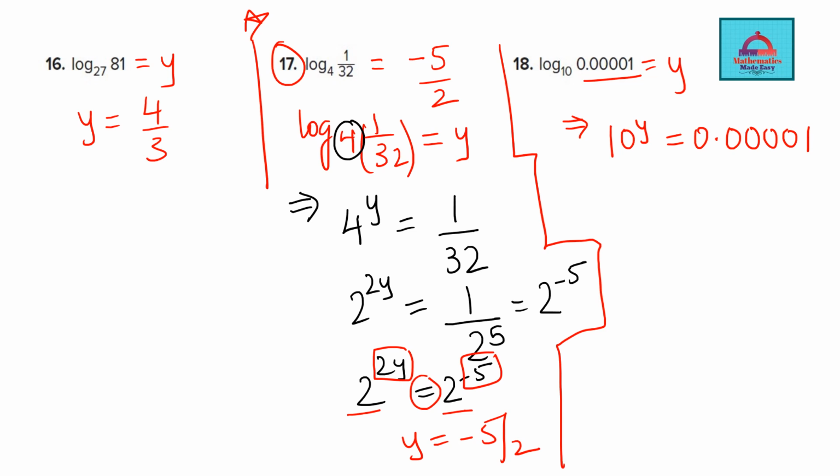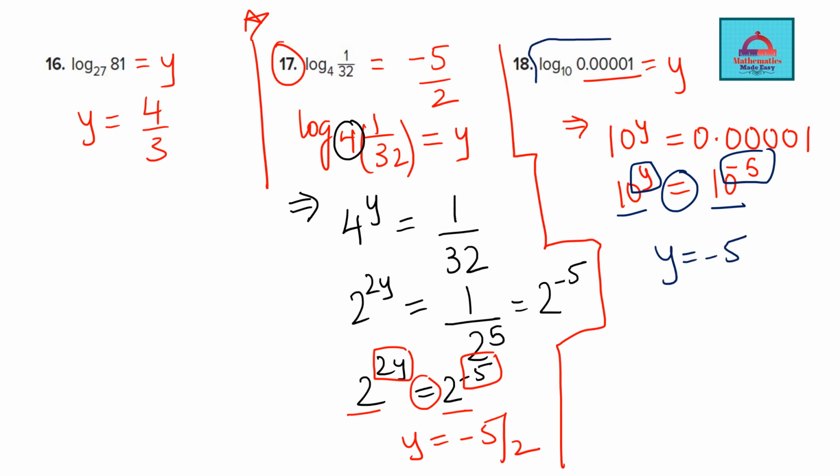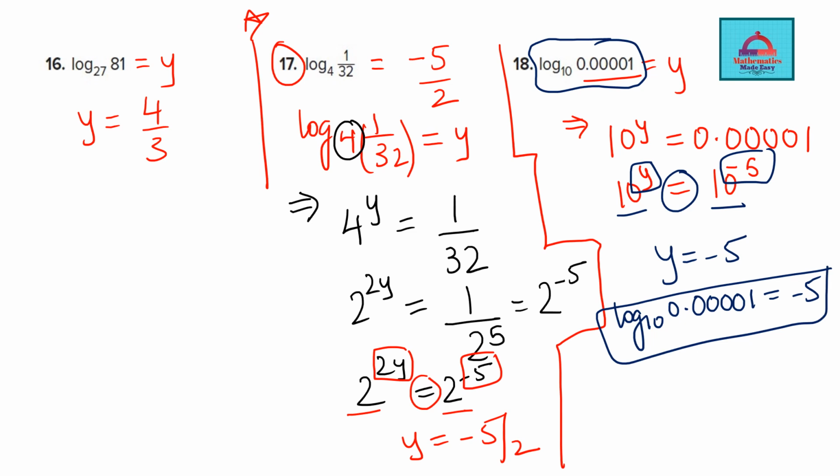So 1, 2, 3, 4, 5: 5 decimal places. So can I write it as 10 to the power minus 5? Yes, and I'm sure you know why I did that, because I wanted to make the bases equal and apply the property of equality. So now I can do that very well, and I know y is minus 5. Therefore, the value of this logarithmic expression, log 10 of 0.00001, is equal to minus 5. That's your final answer.